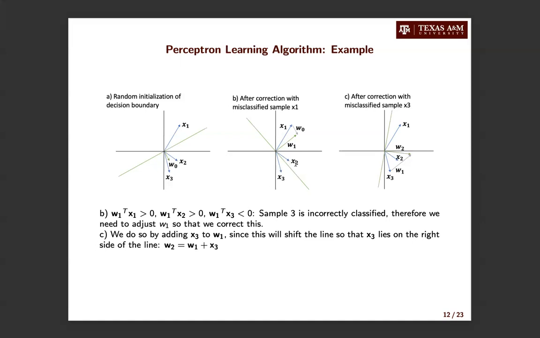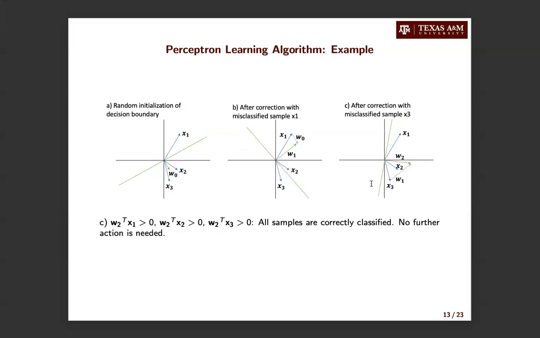Therefore, we need to adjust the line which is represented by vector W1 in order to also be able to correctly classify sample x3. We will do exactly the same thing. We will add sample x3 on vector W1, and by doing so, we get vector W2. Now we can also see this green line here, which is perpendicular to vector W2. We can then evaluate this green line in terms of how many samples it correctly classifies.